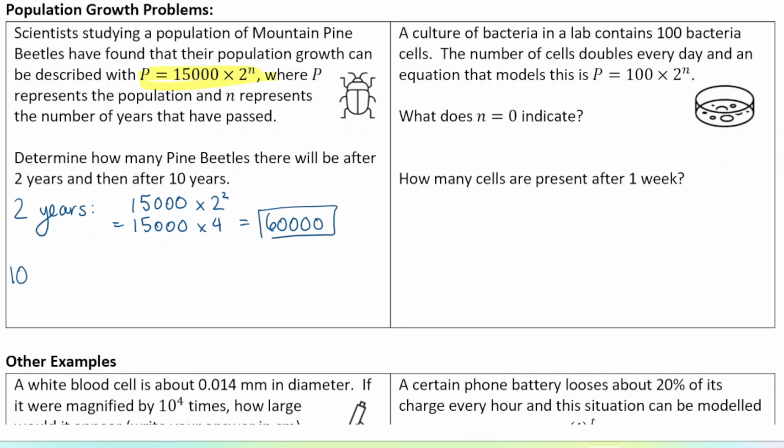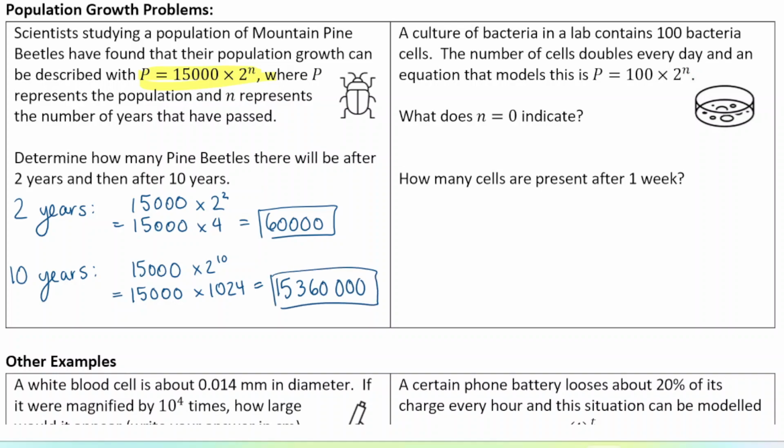Let's do 10 years. 15,000 times 2 to the 10. Remember, we have to do the exponent first. A lot of students make that mistake. They forget about the order of operations. 2 to the power of 10 is 1,024. If you multiply 10 twos together, that's what you get. And that is equal to 15,360,000 pine beetles after 10 years. That's a lot of pine beetles.